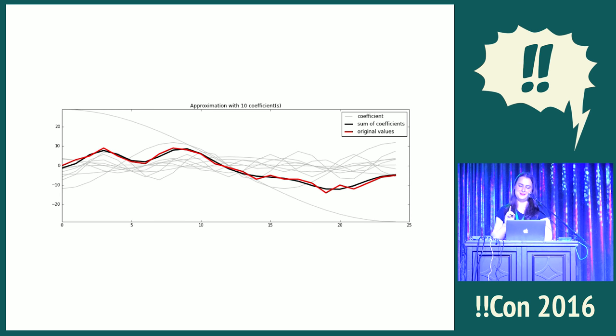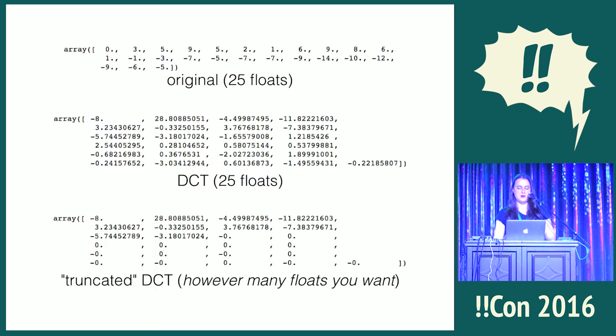The trick of using DCT to compress data is that the lower frequency components usually carry more information than the higher frequency ones. If you look at the approximation of the data, this is just with the first 10 coefficients, you can see it's pretty much the same thing. It's really close to the original values, but only using 10 numbers instead of 25. So as long as you're okay with being a little bit inaccurate, you can represent the original 25 values by just storing a few values from the start of the DCT. This is what is meant by lossy compression.